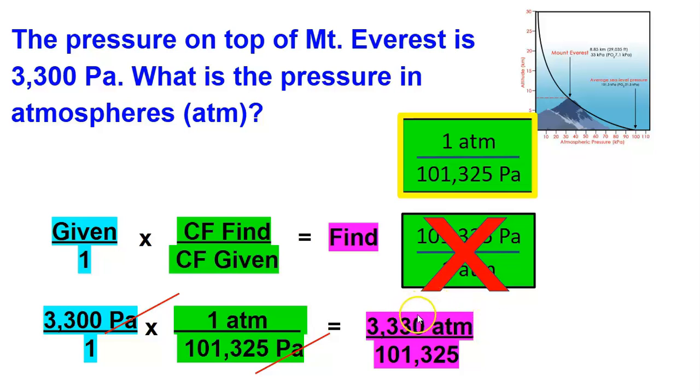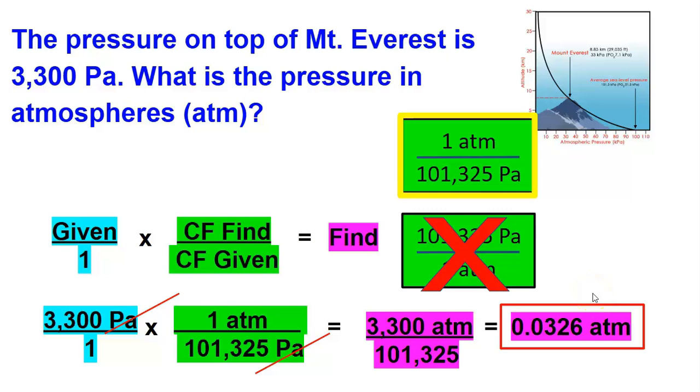So then we would divide these two numbers, 3,300 and, this should be 3,300. There we go. So 3,300 divided by 101,325. And that will leave us with our final answer, which is 0.0326 atmosphere. Quick note, this is not in the correct number of significant figures, but I left it this way just so we can see the answer.